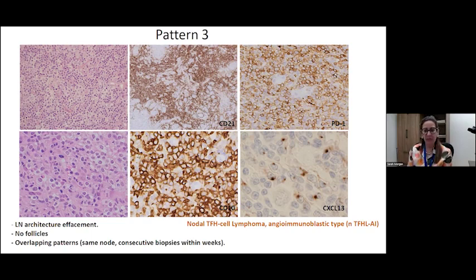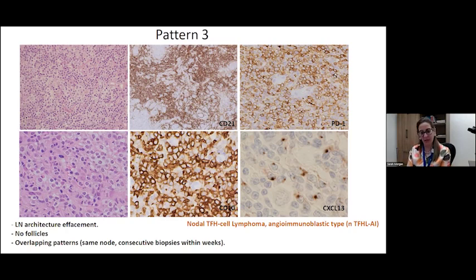There is something written in the WHO which was very helpful for me in this case, that the three patterns are sometimes overlapping in the same lymph node and sometimes in consecutive biopsies as well, within weeks. So the initial biopsy that I got was mainly pattern 1, and it was very hard to make a diagnosis of a T-cell lymphoma based off that one.